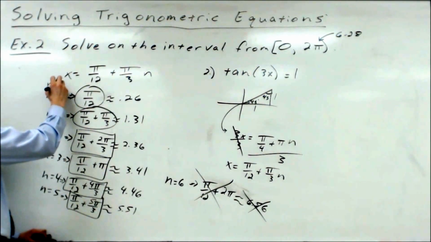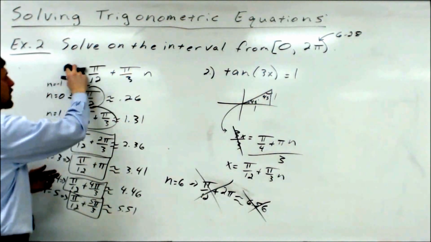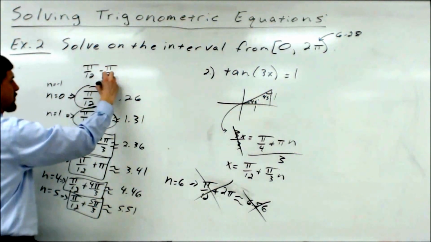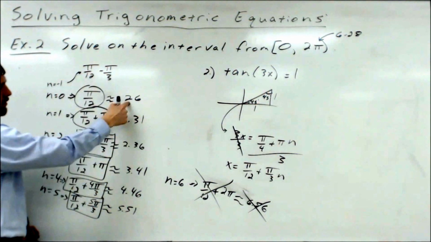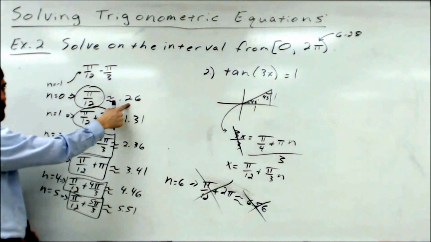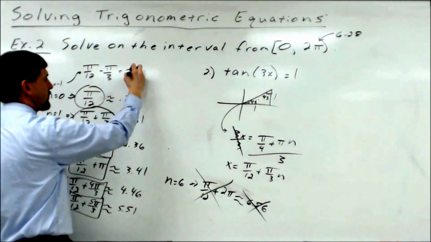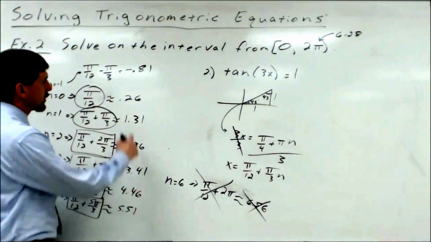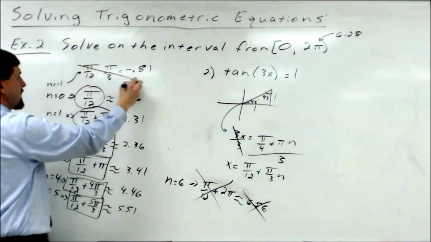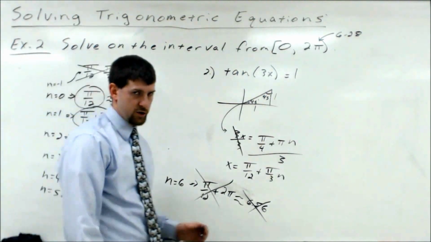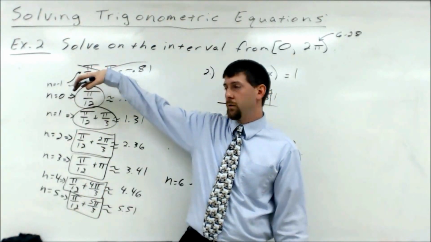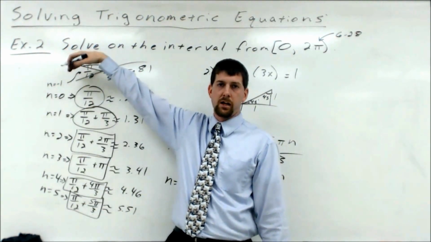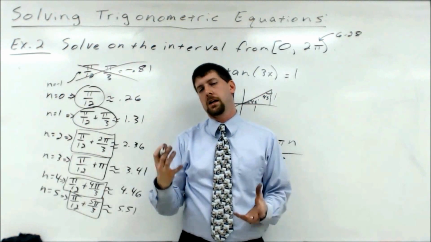Realistically, I should check n equals -1, in which case we have pi over 12 minus pi over 3. But 0.26 minus 1.05 is going to be about -0.81, if I did my arithmetic correctly. Again, not between 0 and 2 pi, so that one doesn't work. So realistically, I should check from -1 on up. If -1 worked, I would check -2, -3. So I'm checking any integers.